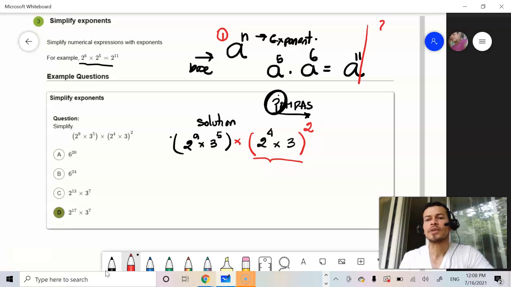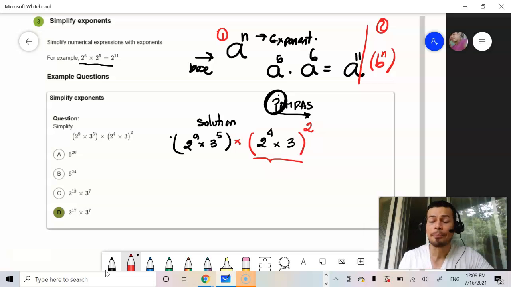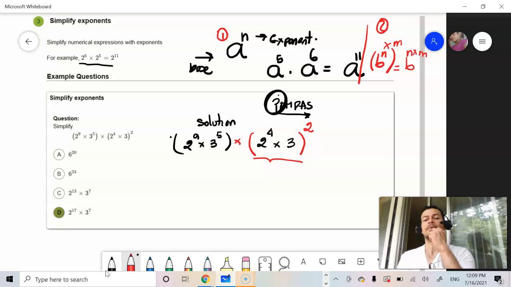And the second rule that I'm going to write here is if you have a base with an exponent, right? Let's see, b to the power of m, and you have that base and exponent raised to another power n, the result is going to be the same base, but then you are going to multiply the exponents. It's going to be m by n, okay? So now we are going to apply that rule to this parenthesis here.